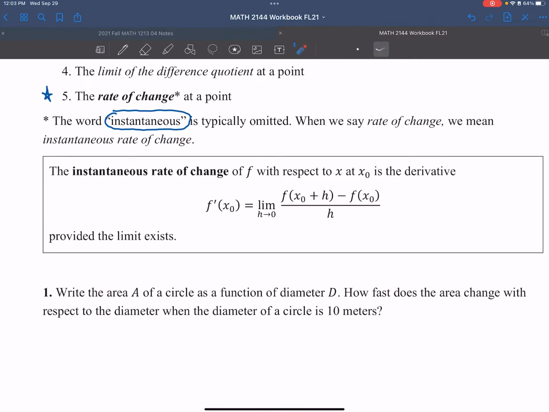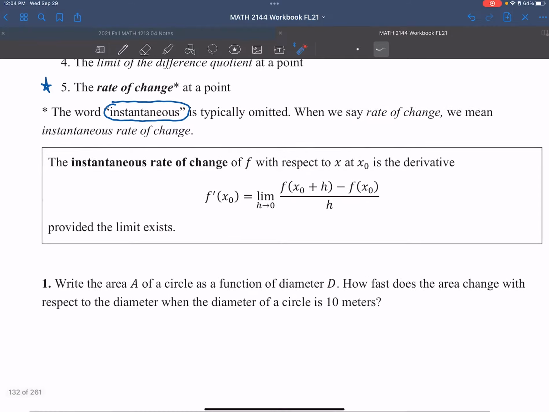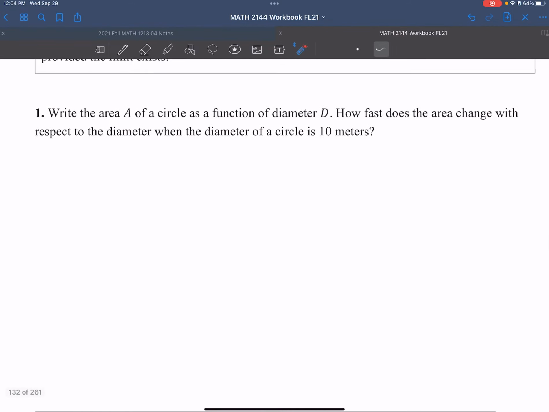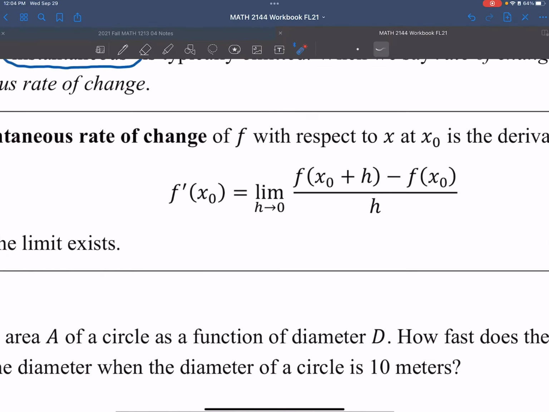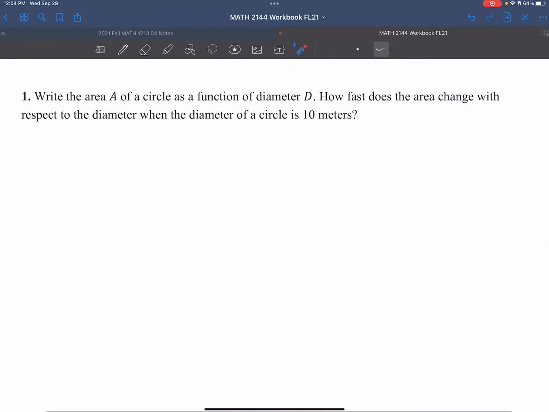Remember that the instantaneous rate of change, or the derivative with respect to x at some point x naught, is the derivative. And this is just the limit of the difference quotient. That's, again, just review. So now that we have the derivative rules in our mind, we're going to go ahead and revisit certain concepts and certain questions using those rules to more quickly arrive at the answer instead of having to go through that computation of the limit that we have right here. So let's look at number 1.